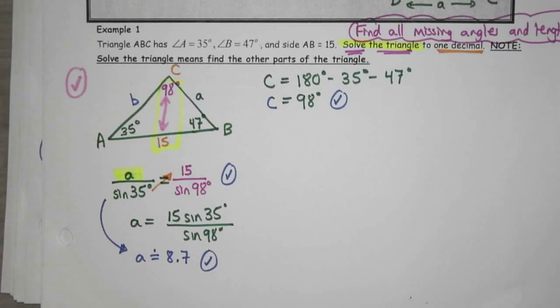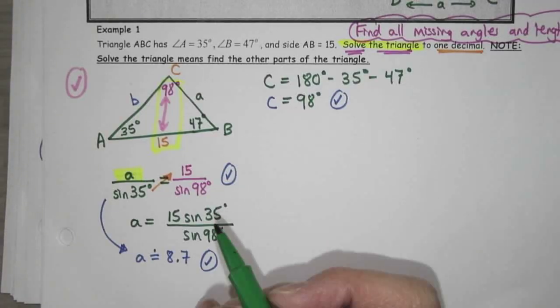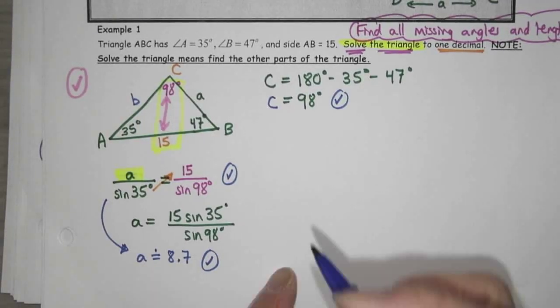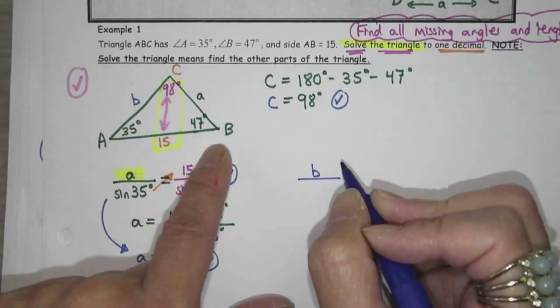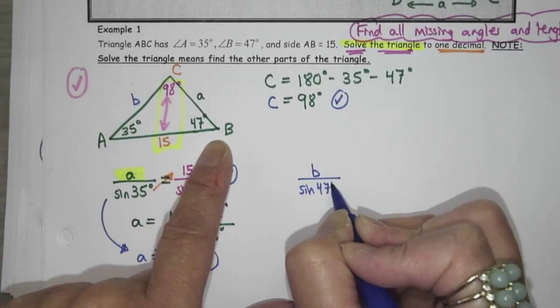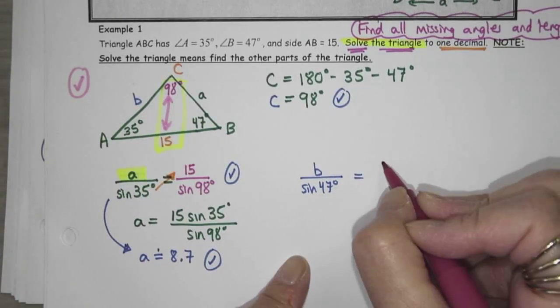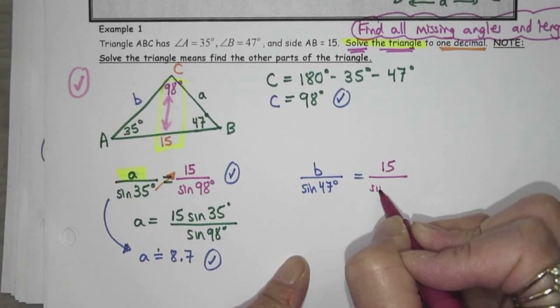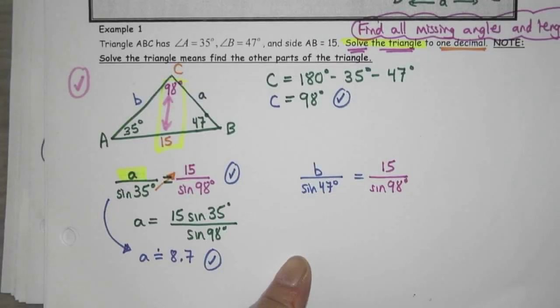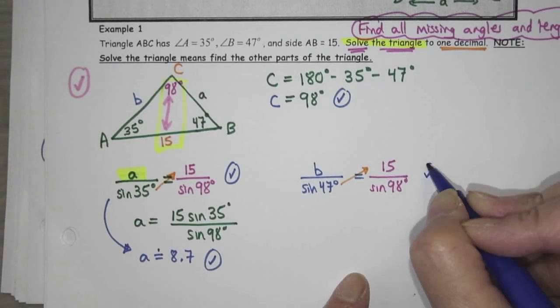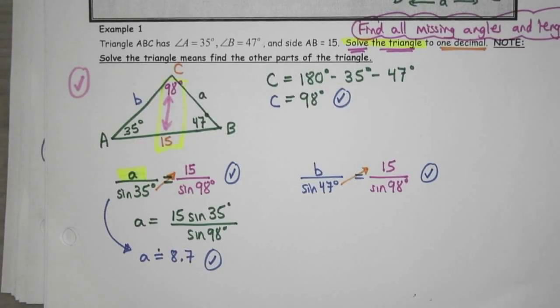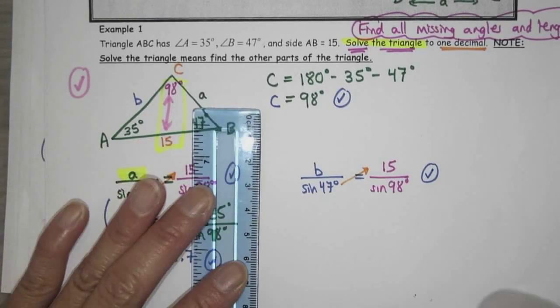All right, so then the last one, I'm going to use the sine law again to find B. So I'm going to go B over sine of 47 equals, and I'm going to use this glorious one, the one that comes fully filled in, 15 over sine 98. That way all I have to do is bring this one up. Again, if you don't want to show this step, that's fine. I want to see the initial sine ratio. I want to see that step there.